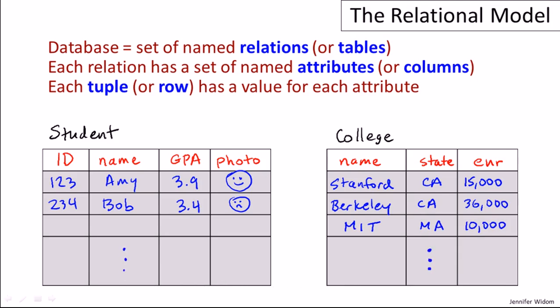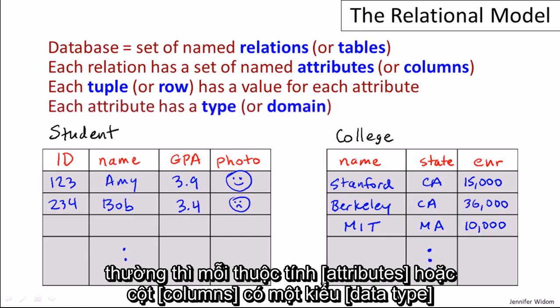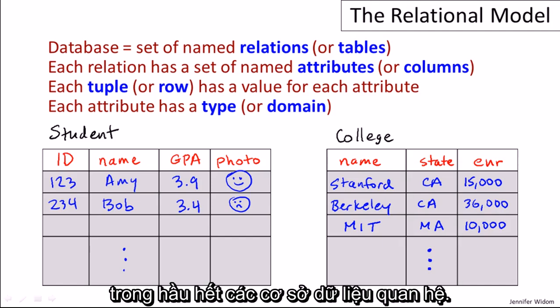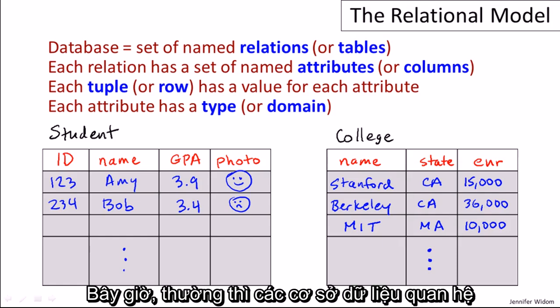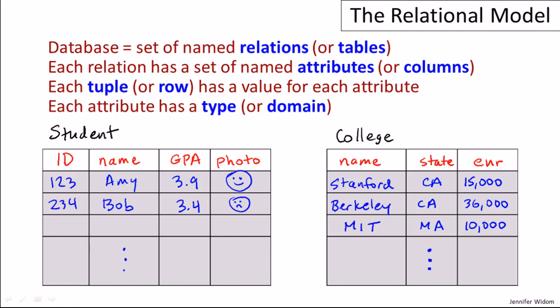Okay, next, let me mention that in a relational database, typically each attribute or column has a type, sometimes referred to as a domain. For example, the ID might be an integer, the name might be a string, GPA might be a float, photo might be a JPEG file. We do also, in most relational databases, have a concept of enumerated domain. So, for example, the state might be an enumerated domain for the 50 abbreviations for states. Now, it's typical for relational databases to have just atomic types in their attributes, as we have here, but many database systems do also support structured types inside attributes.